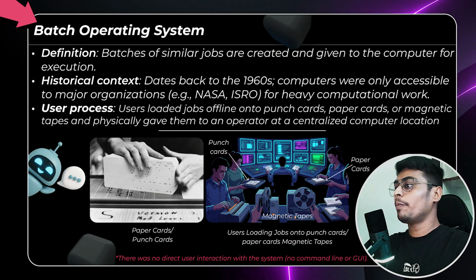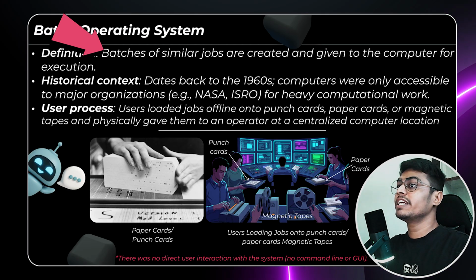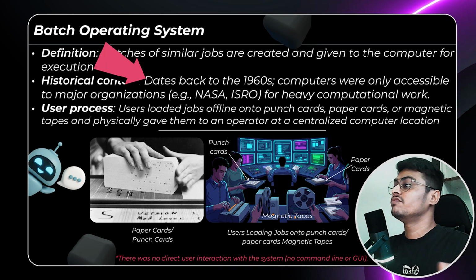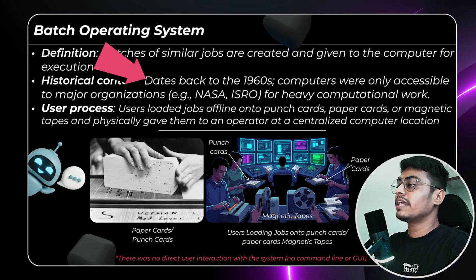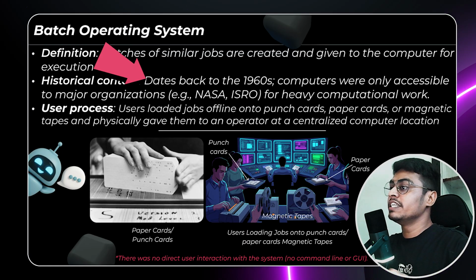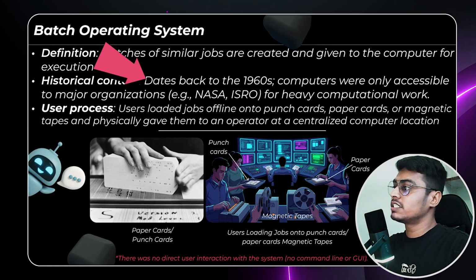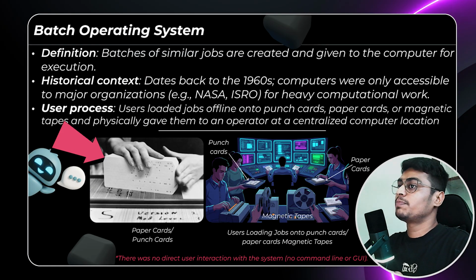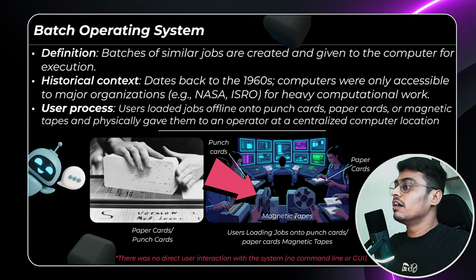So, batch operating system. Let's start with batch operating system first. As the name suggests, we create batches of similar jobs and give them to the computer for execution. This concept takes us back to the 1960s when not everyone had access to computers like today. Only major organizations like NASA or ISRO, which needed heavy computational work, used this system. Back then, users would load their jobs offline onto punch cards, paper cards, magnetic tapes, like that.